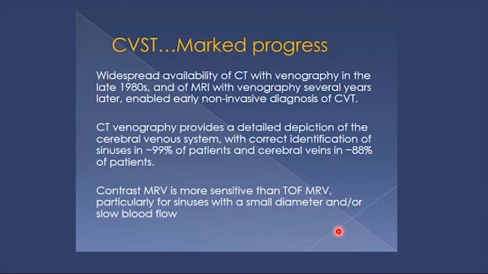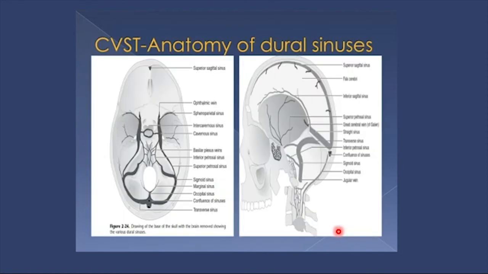And then there's a bullet to note. So CT venography is probably the more available in terms of accessibility. But MRV, when used to pick the CVST, is probably even more accurate, especially in picking the cerebral venous thrombosis. And here, the contrast MRV has been mentioned to be more sensitive than the time of flight MRV, particularly for sinuses with small diameter or where there is low blood flow.